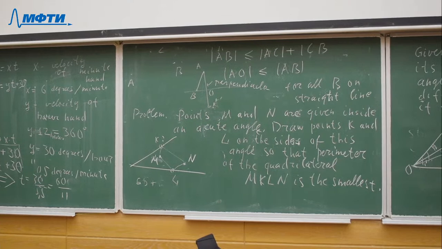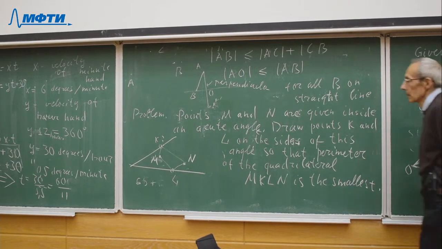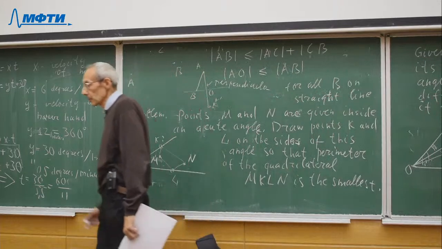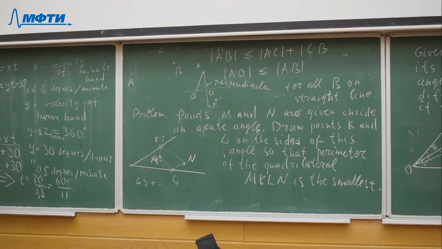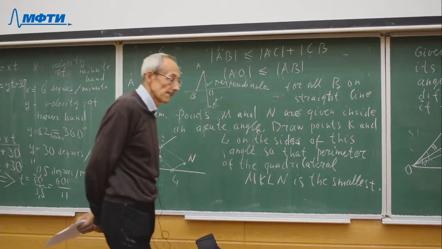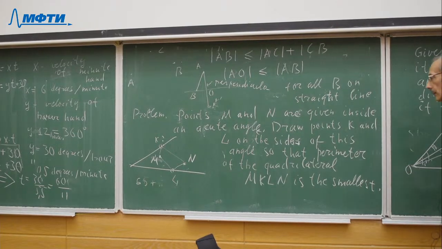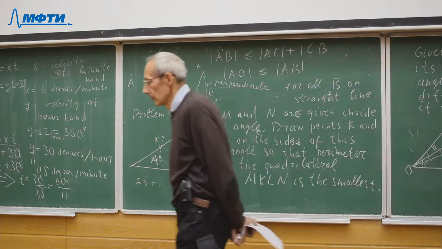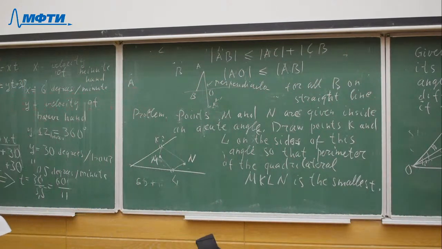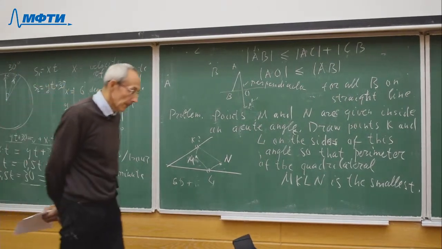We must guess where this position is and prove that this distance is smallest. This is a harder problem for solution.